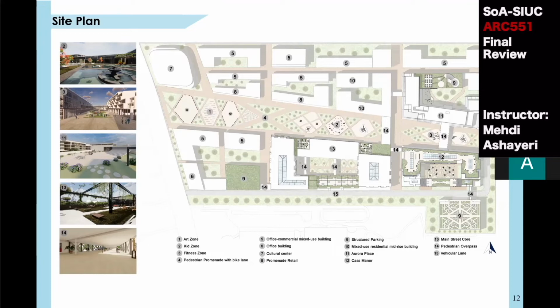So when you first begin to walk through, you have different areas, different types of building usage. For the phase 2 and 3 buildings, they are really up to the community to decide what they want to develop, but we've just proposed ideas of what they could do. For the retail promenade area, we really focus on creating an art zone that transfers into a kids zone and then ends with a fitness zone to keep the community involved in different activities through the site. We also have our 3 buildings, Main Street Core, Aurora Place, and Cass Manor, that we'll be discussing later in the presentation.